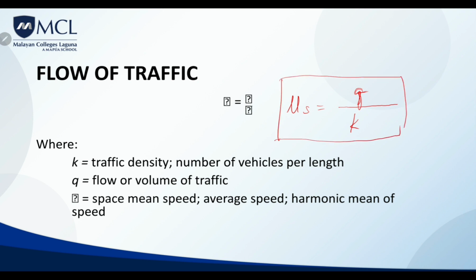What is K? That is the traffic density. It tells how many number of vehicles are there per length or per space. Then we have the Q, or the flow or volume of traffic. And then we have mu sub s, or the space mean speed, the average speed, or the harmonic mean of speed.